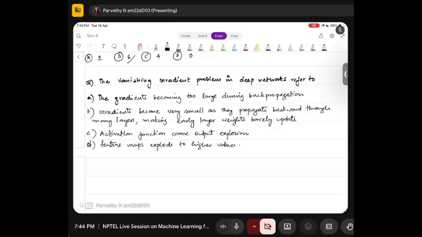The vanishing gradient problem in the network refers to gradients becoming too large during backpropagation. Gradients becoming very small as they propagate backward, making early layer weights barely update. Activation function causes output explosion. Feature map explode to higher value.